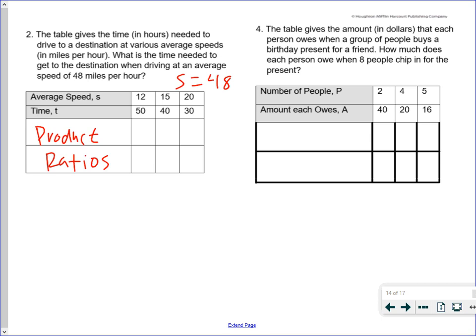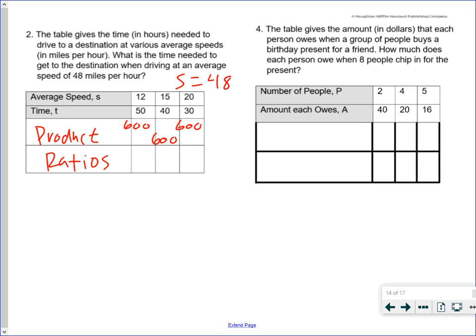Okay, so for products, we're just going to multiply t and s. So 50 times 12 is 600. 40 times 15 is also 600. And 20 times 30 is 600 as well. So they're all the same, so it's very likely that this is going to be an inverse variation. Let's figure out our ratios as well.